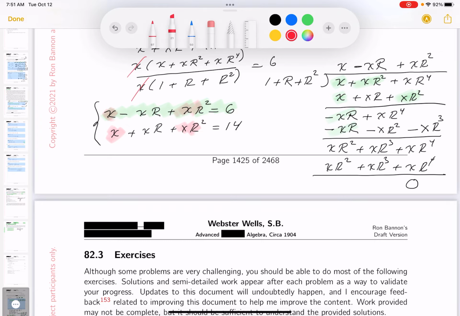Let's see if we can do that. I'm going to be taking this here and subtracting this away. Well, 14 minus 6 is 8. And then what do you get? Everything disappears. Those two middle terms, I'd get 2xr. That's another equation I can use.